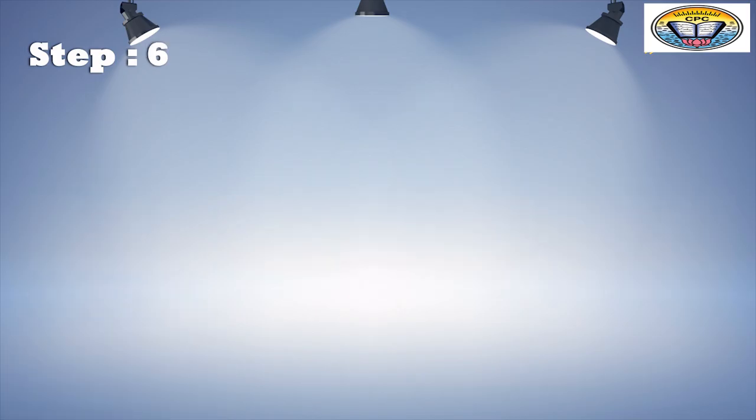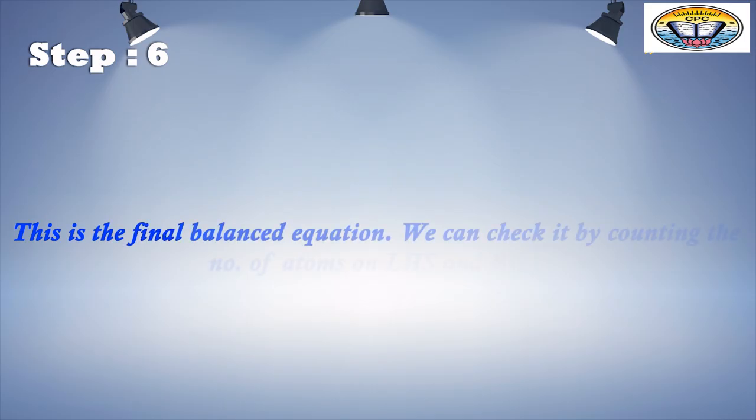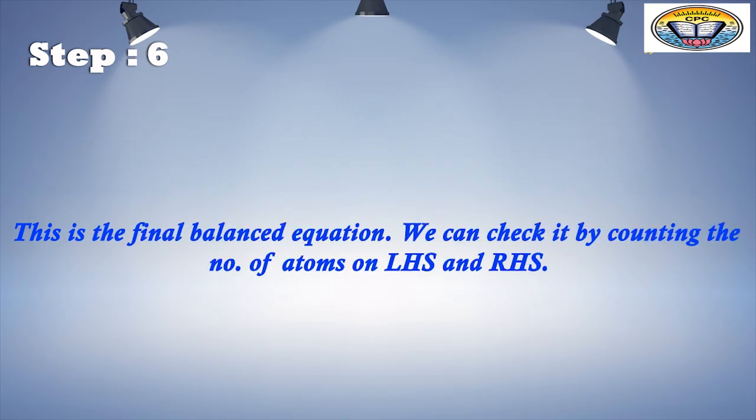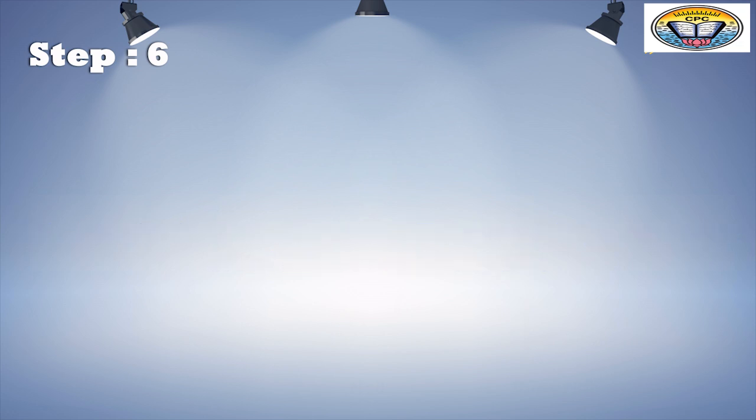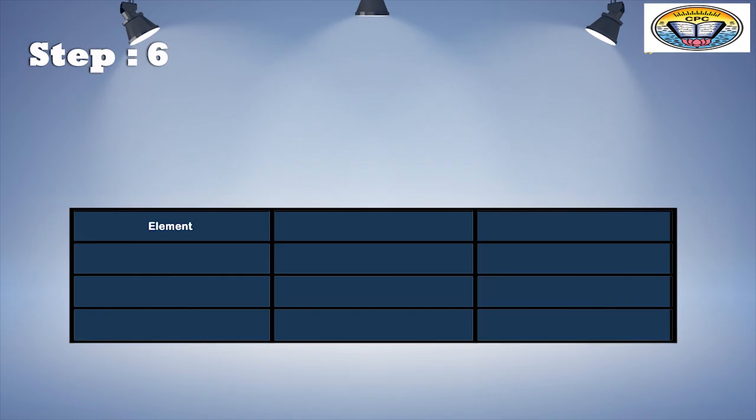Step 6. After balancing all the elements in the equation, we can check it by counting the number of atoms on LHS and RHS. Now let us tabulate again. Element, number of atoms in the reactants, number of atoms in the products. Iron, hydrogen, oxygen. Number of atoms in the reactants: iron 3, hydrogen 8, oxygen 4. Moving on to products: iron 3, hydrogen 8, oxygen 4.